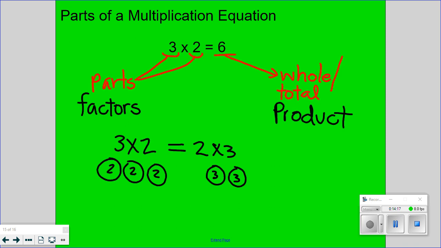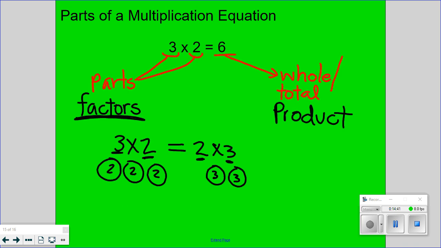Those models and pictures, they look different. They're not the same. But my total is the same. They have the same ending value. The reason why is because these are both the same name. They're both factors. So I can flip-flop them.